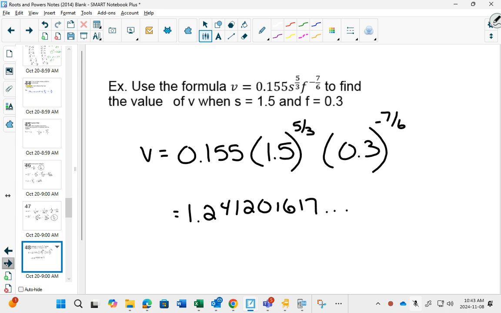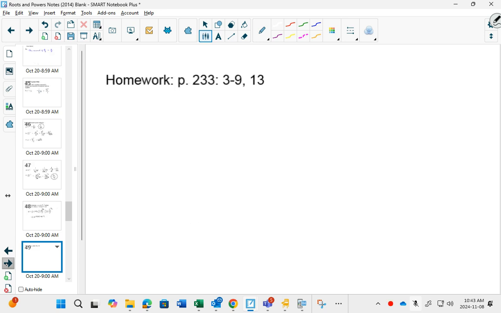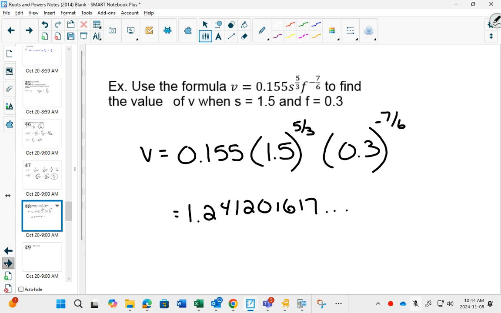I wrote a lot of decimals, but therefore you can check to see if you've got your answer right. There's a homework at the bottom there. You can do that over the long weekend, study for your quiz.